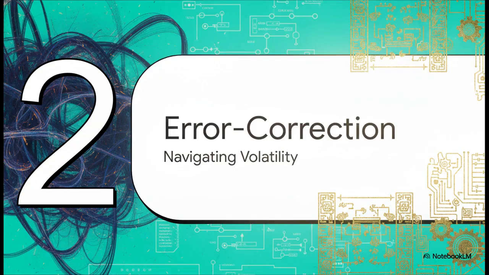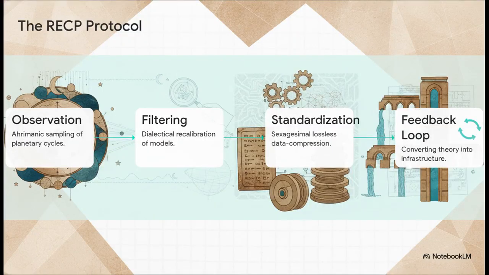Which leads us perfectly into Section 2, programming error correction. So if you've got an engine that is constantly battling entropy, how on earth do you process the data without the whole system crashing? Well, you use the Recursive Error Correction Protocol, or RACP. Think of it like a giant self-improving software loop. Step 1 is the observation protocol, sampling that chaotic noise by meticulously tracking planetary and geomagnetic cycles over decades.